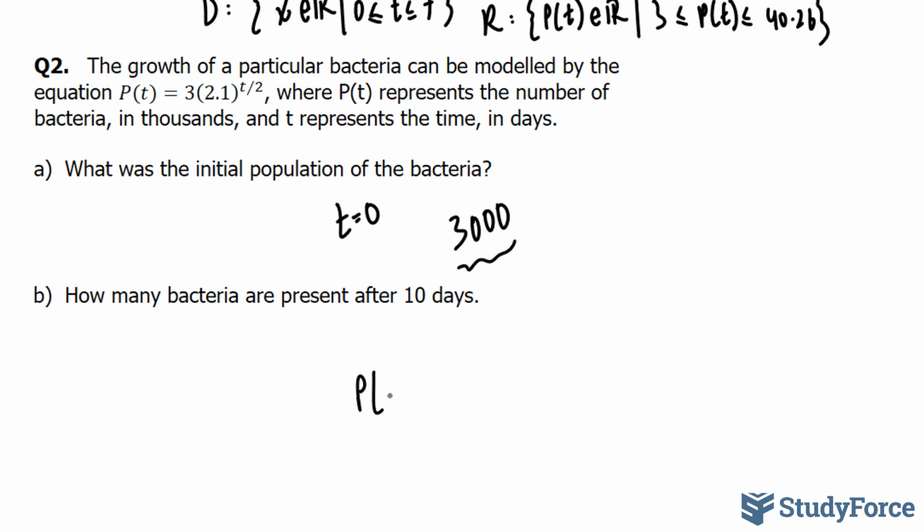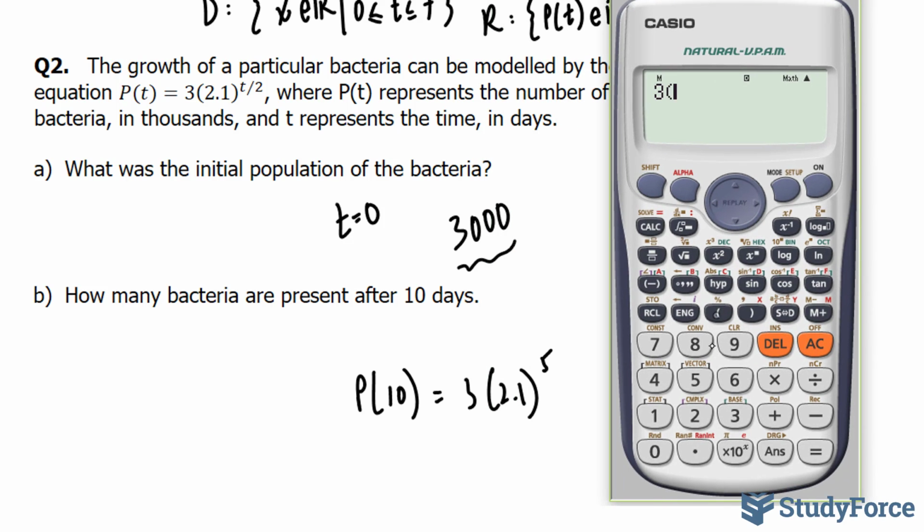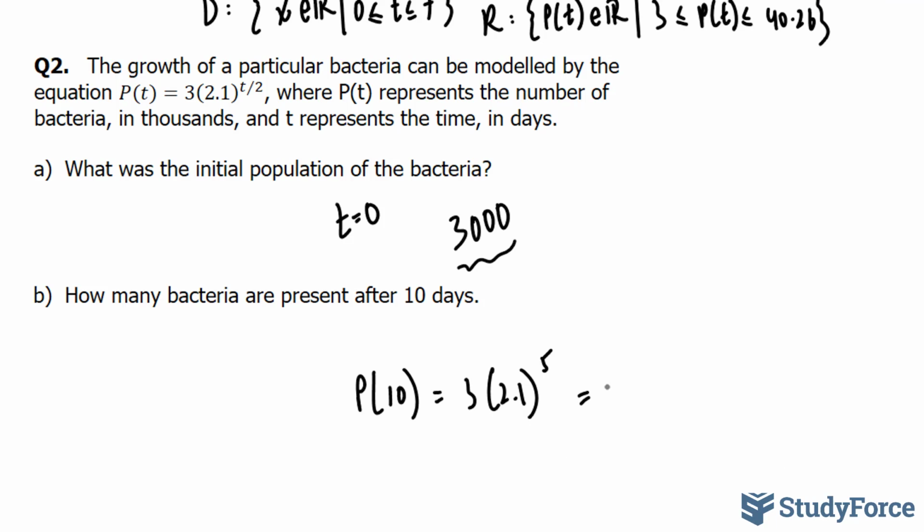So we have p of t at 10 days is equal to 3 times 2.1 to the power of 5, because 10 divided by 2 is 5. So we have 3 bracket 2.1 to the power of 5 gives us 122. Multiplying that by 1,000 gives us 122,000 amount of bacteria after 10 days. And so there you have it.